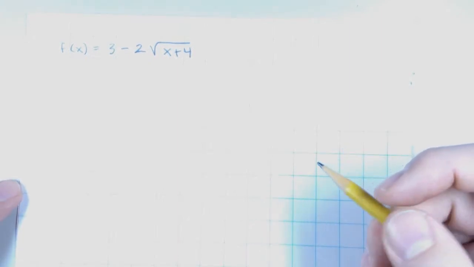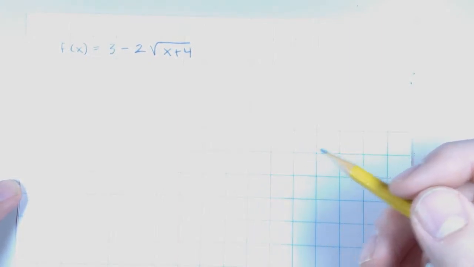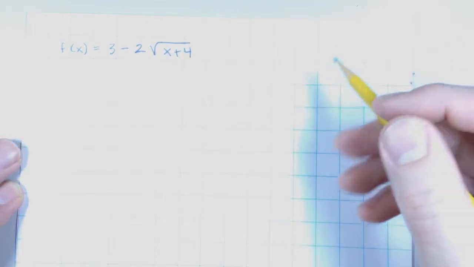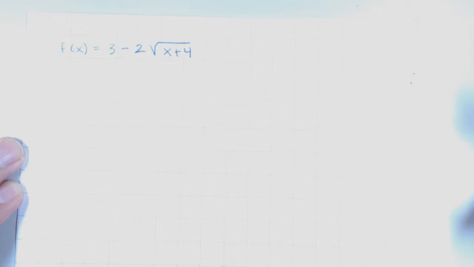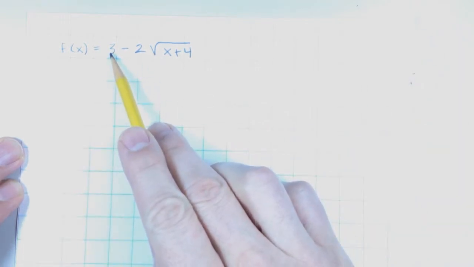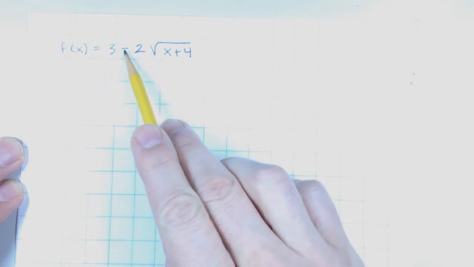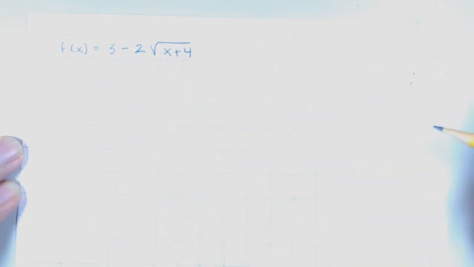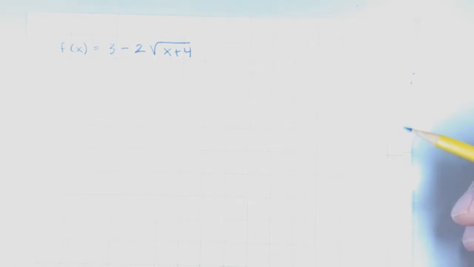In this video, we're going to be looking at function transformations and graphing a function. In this case, we're looking at the square root function, and we've got several things that are going to be impacting the graph. This 3, the negative, the 2, and the plus 4 are all going to be impacting where the graph is.